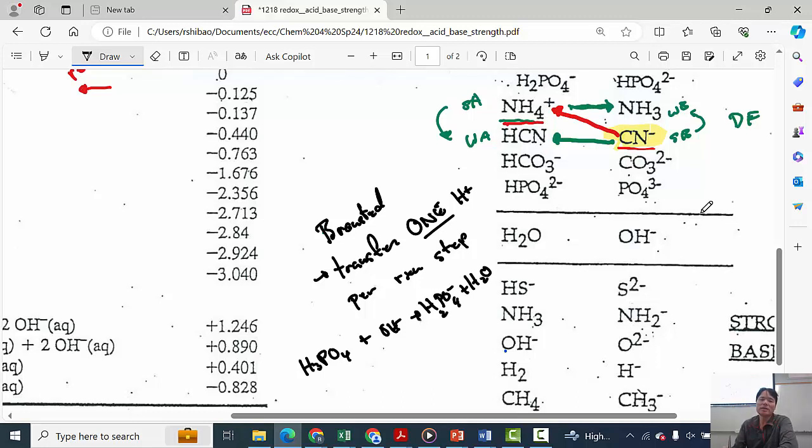Then this would be step 1. We could do multiple steps here. Step 2, we could take the next proton off.